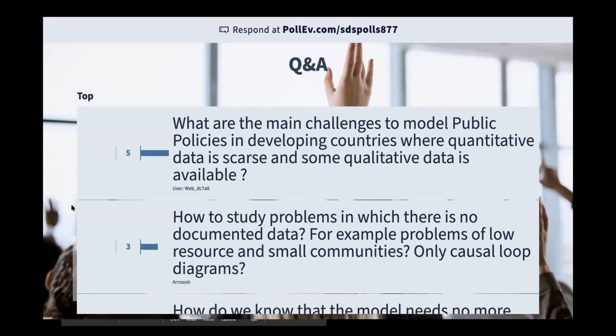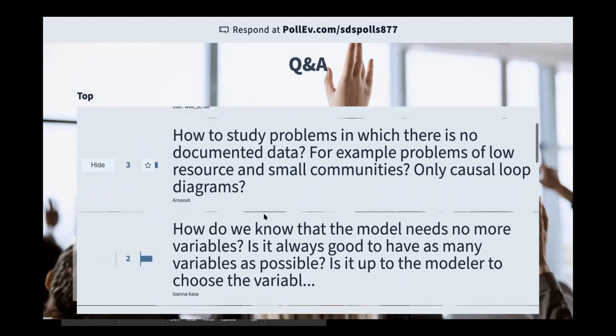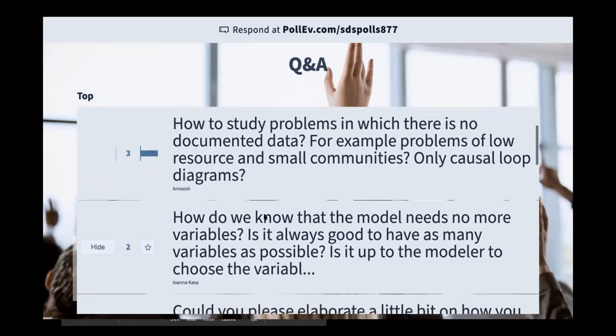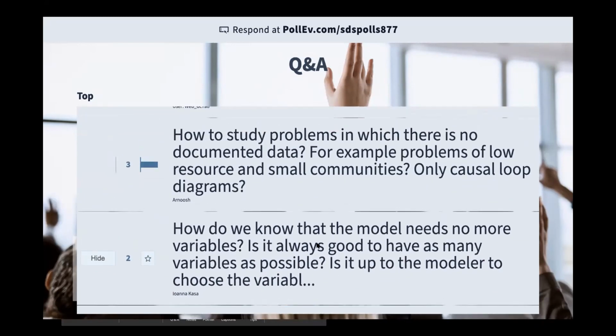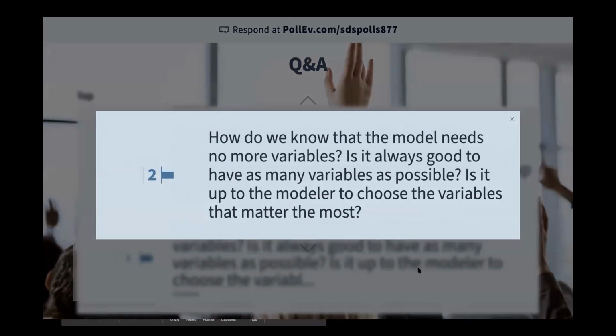I saw a question on how many variables. Okay, how do we know that the model needs no more variables? Is it always good to have as many variables as possible? Is it up to the modeler to choose the variables that matter the most? Now, this is a very interesting and pertinent question to the modeling process.